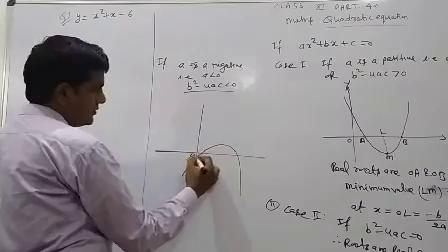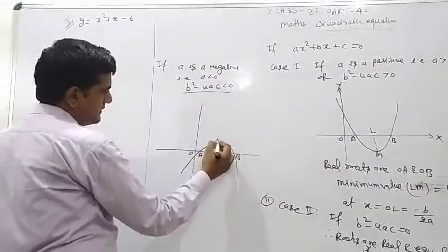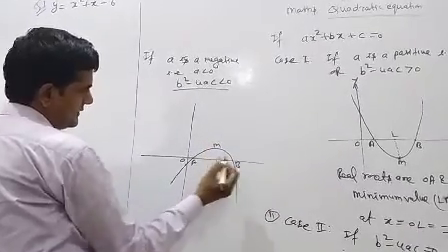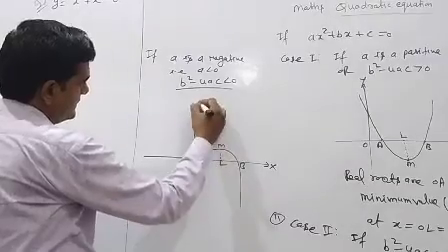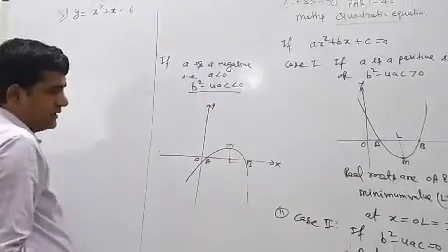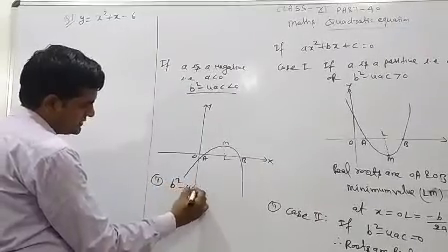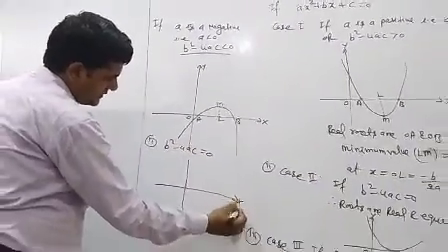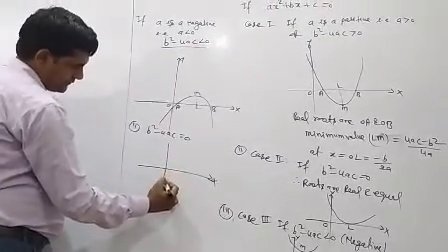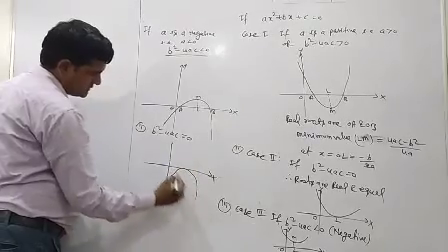Here O, A, B, and here M. Clear? X here. If the second condition, b square minus 4ac is equal to 0, just opposite this value, x here. Then very simple, like this one here.